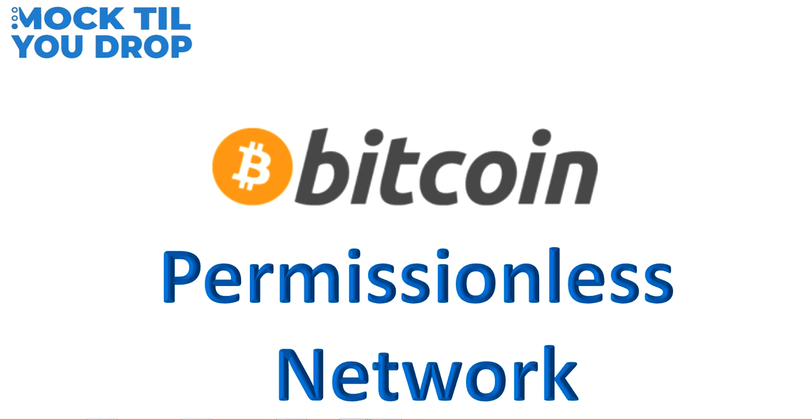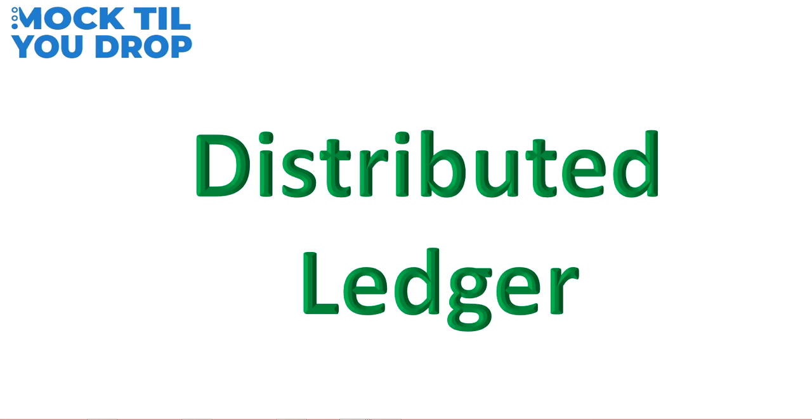Now, the big question is, if you don't have a central authority like a bank to process these transactions, how does this actually work on a permissionless network like Bitcoin? And that brings us to our next term, which is distributed ledger. Now, to understand how a cryptocurrency works, I think you really need to understand what a distributed ledger is. You can think of a distributed ledger as a database that stores all transactions across a network and is shared among all of the users.